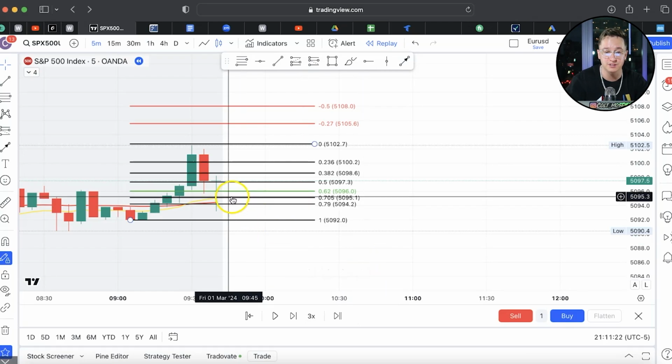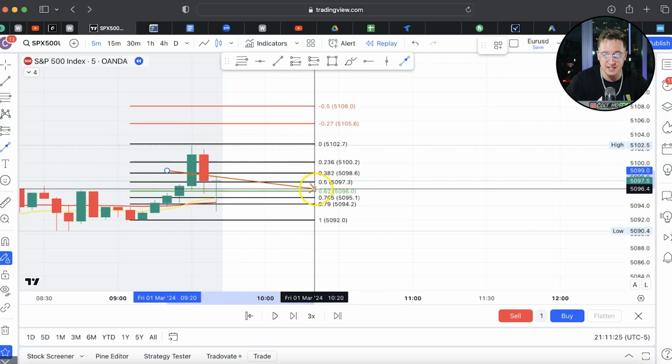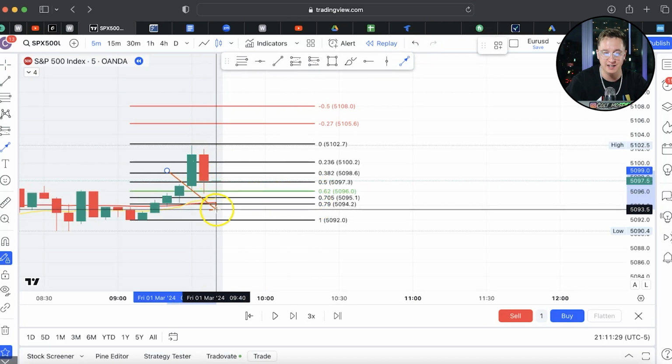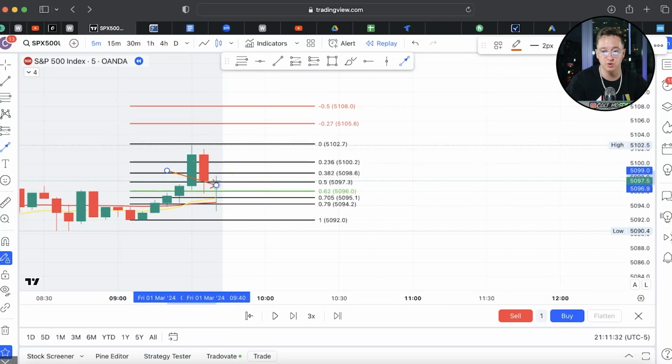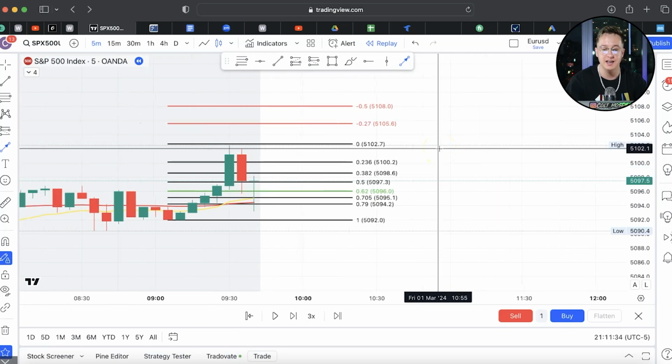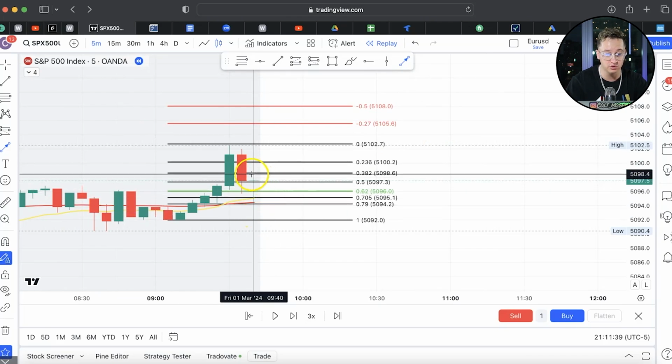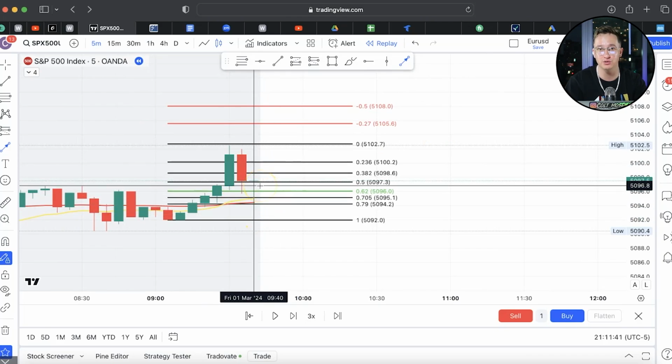So when price comes down to these key levels right here, what we want to be looking for is to be buyers in this higher low. So that's how I use the Fibonacci. And what's even better is if we can see a reversal candle like this, any type of reversal candle like I mentioned, that's going to give us a lot more confirmation.